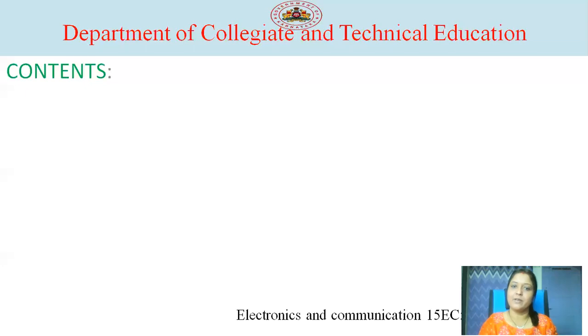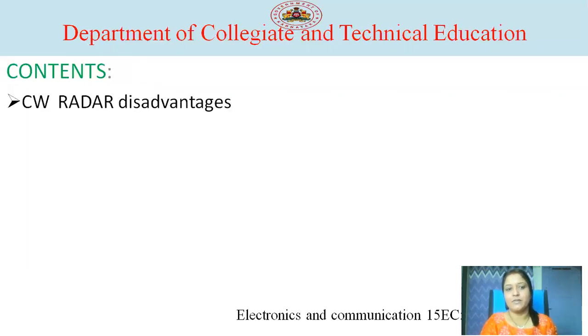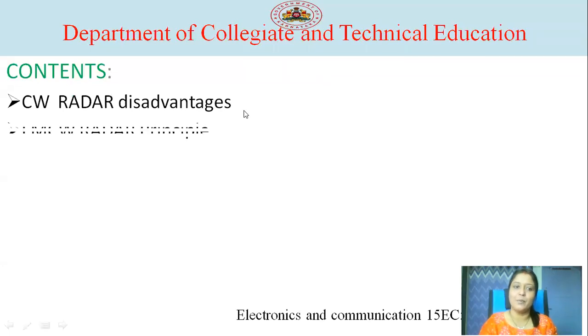The contents which we are going to cover in this particular session are continuous wave radar disadvantages. As you know, in the last session, we have studied the continuous wave radar, which makes use of the Doppler shift. The main purpose of the continuous wave radar is to find the relative velocity of the target. But one of the major drawbacks is what? It is unable to find the range, the distance. Therefore, we will review the disadvantages once again here.